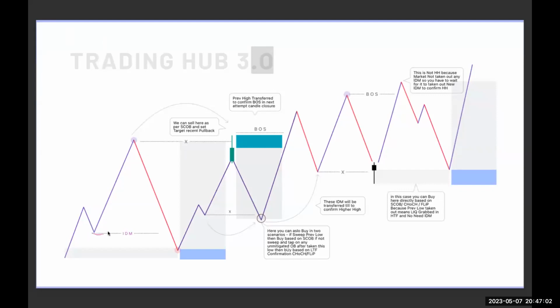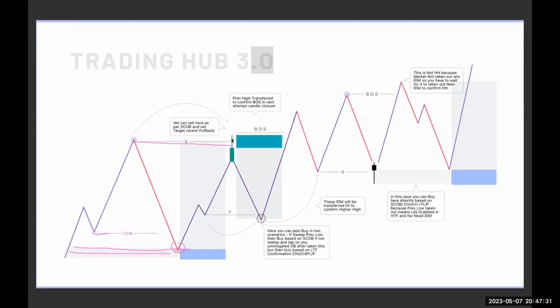In this case, taken out the inducement, mitigate your order block. You can buy here based on CHoCH and flip. Also single candle order block, but price must tap on the PDH here. Simple, right? But in this situation, sometimes the market is bullish and the market sweeps the previous high. And then in that case, how can you deal? Simply you can sell here, but for the short term.